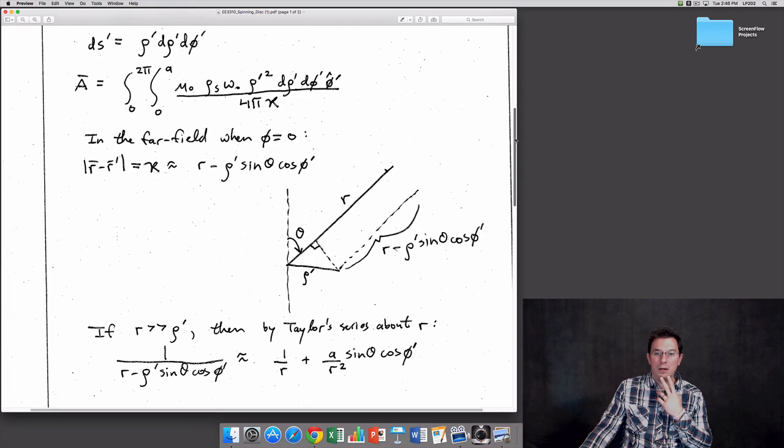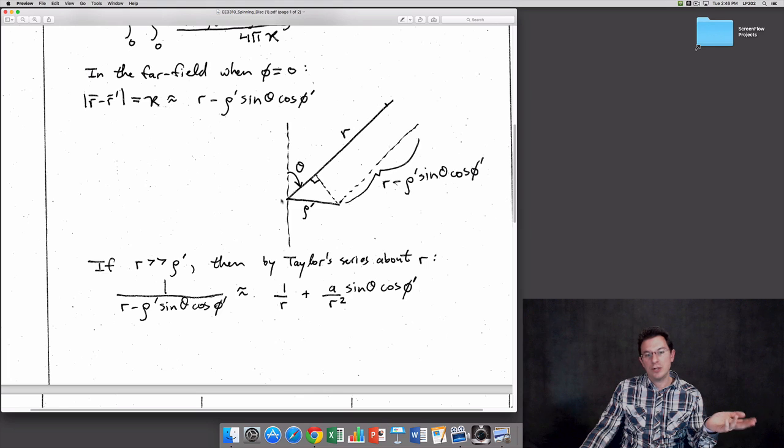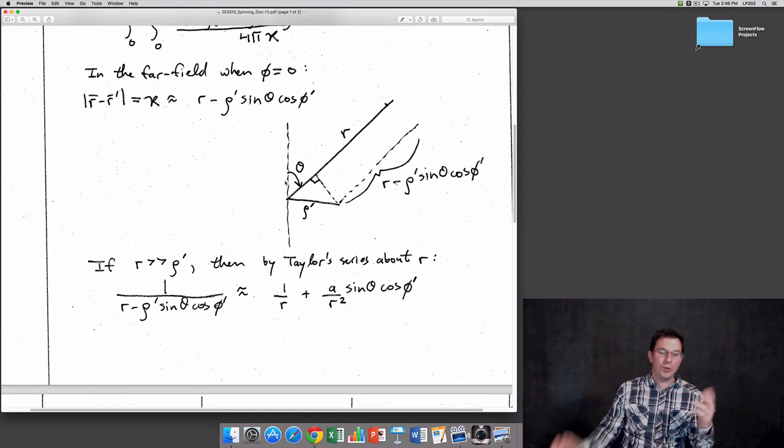Let's look at this picture right here. This essentially tells the tale. If you're going to say that the magnitude of r is really big relative to the magnitude of rho prime, this is the picture that you can write. So here we are at a particular theta. Remember, that's the angle between the z-axis and the r vector in spherical coordinates. So we're at a particular angle theta here.